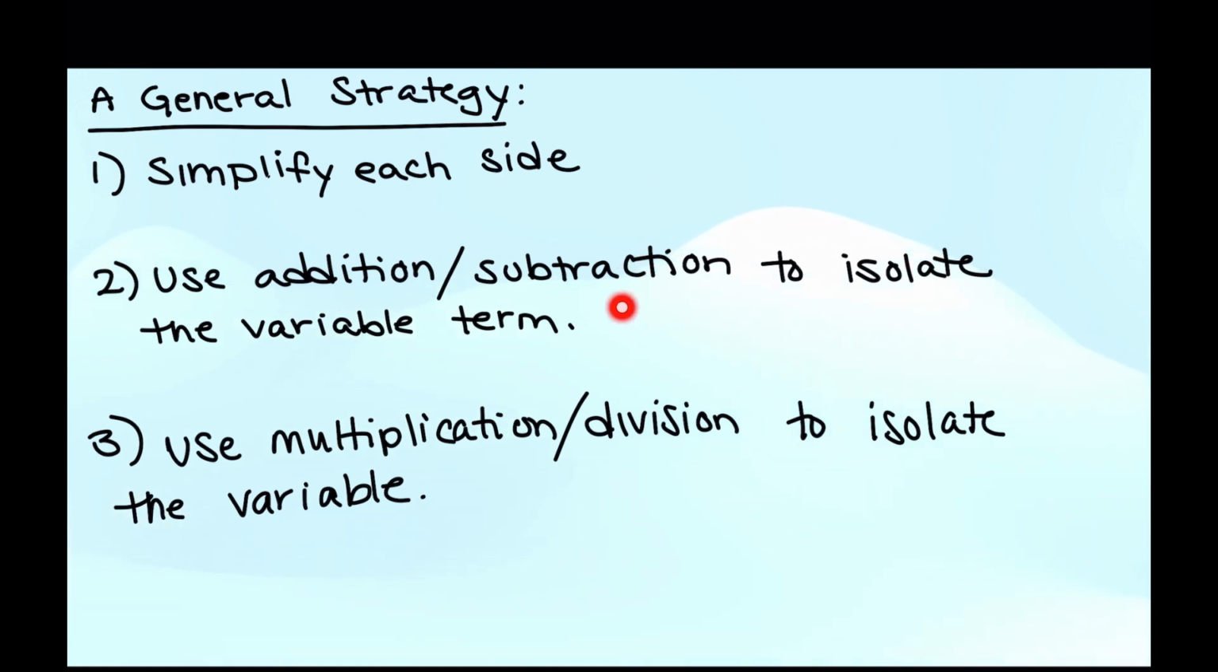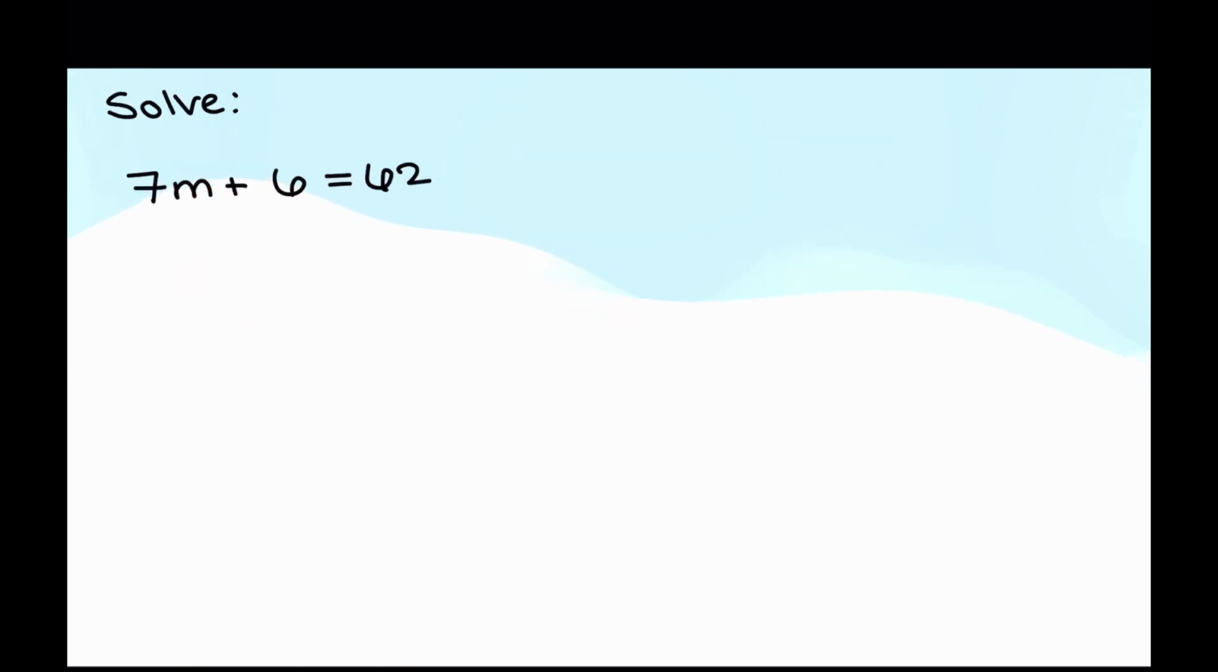Then we'll use addition and subtraction to isolate the variable term. That means we're going to move things around using addition and subtraction so that all of the variables, usually x's, but it could be any other letter, are on one side, and everything without the variable, all of the constants, are on the other side. And then finally, we can use multiplication or division to finish solving to get that variable completely by itself.